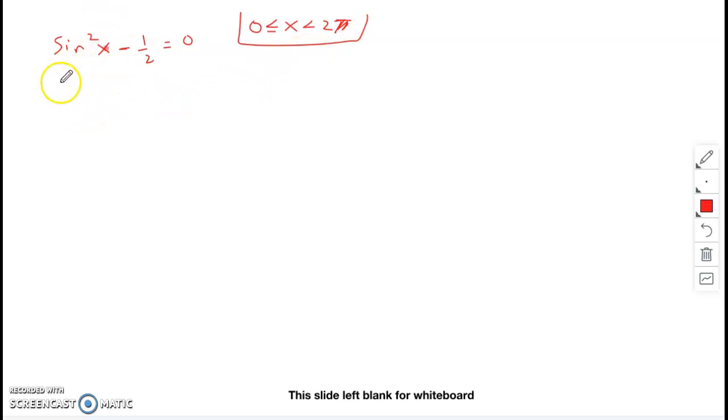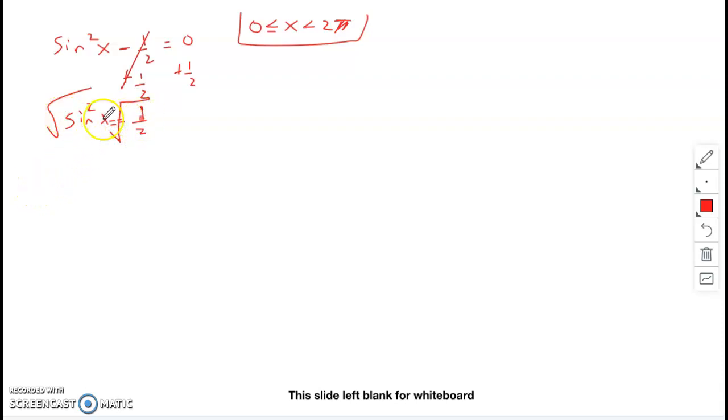So first things first, I've got to solve for sine of x. I've got to leave the sine of x by itself. So I've got to cancel by adding 1/2 on both sides. This cancels, and I have sine squared of x equals 1/2. I need the sine by itself, not squared. So that means I've got to take the square root on both sides.